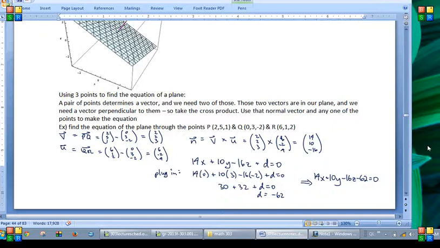Also, I used PQ and QR to find my two vectors. Does it matter which pairs of points I use? No, it doesn't matter. At the end of the day, you're going to wind up with the same or an equivalent equation. Speaking of which, we can actually simplify the final equation. Now, you don't have to, but what can you do to simplify this last equation? You can divide by 2. So equivalently, you get 7x plus 5y minus 8z minus 31 equals 0. You don't have to do that, but you can.